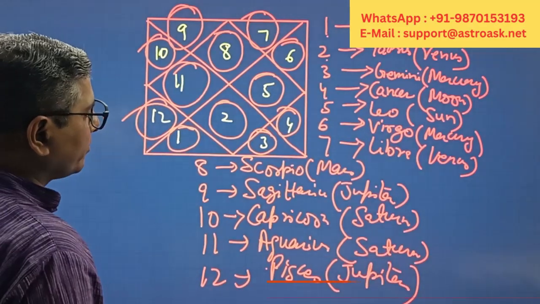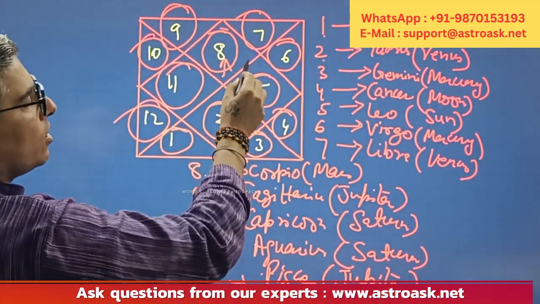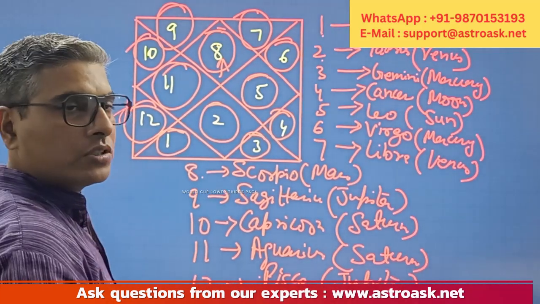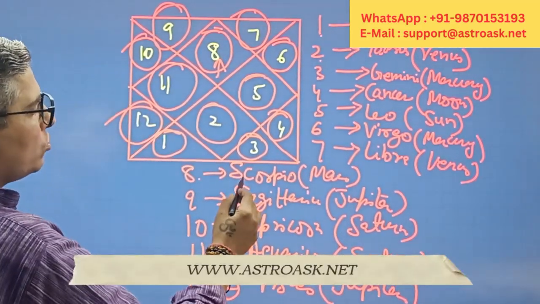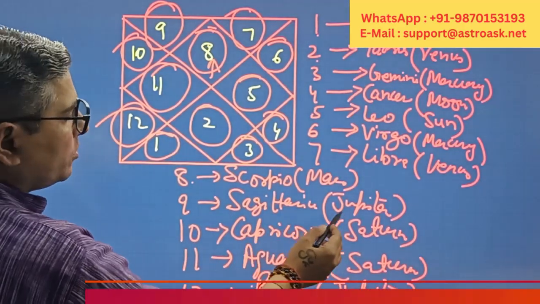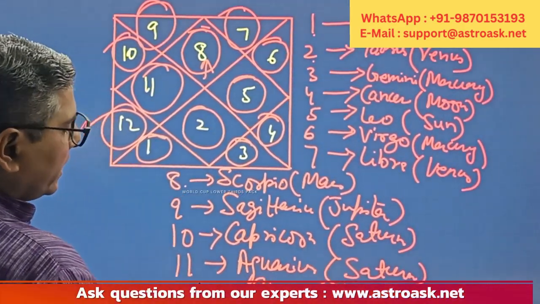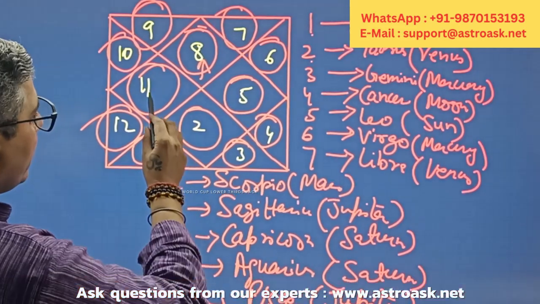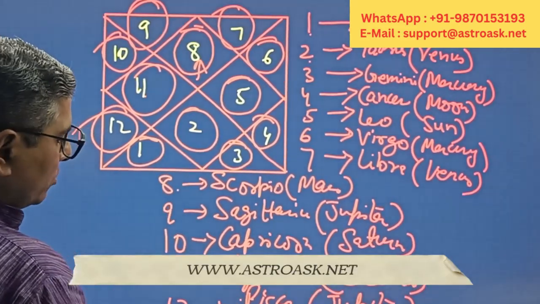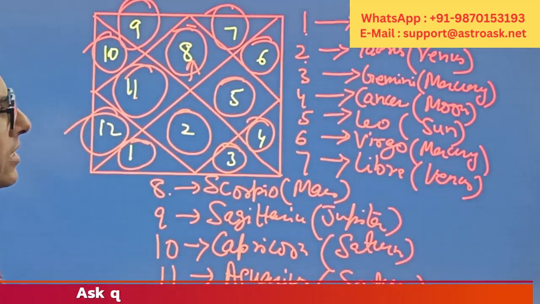Lord is Venus here. Number 8 is the ascendant lord here. That means the lord of the first house is known as the ascendant lord. So this is Scorpio, which belongs to Mars. Number 9 belongs to Sagittarius, which belongs to Jupiter. Number 10 belongs to Capricorn, which belongs to Saturn. Number 11 belongs to Aquarius, lord is Saturn. Number 12 belongs to Pisces, lord is Jupiter here.